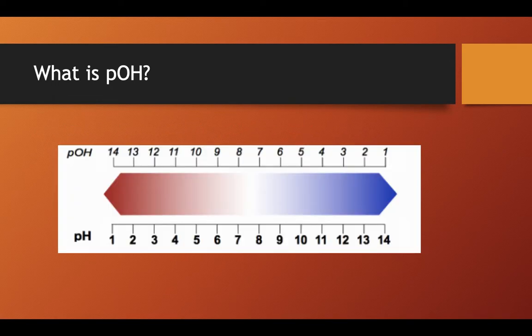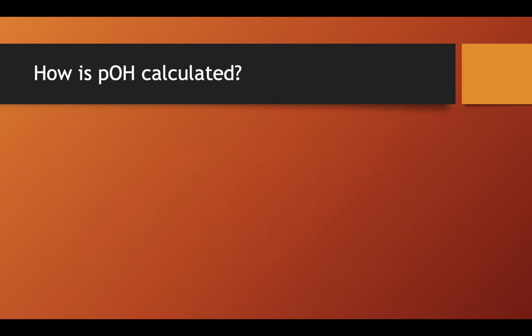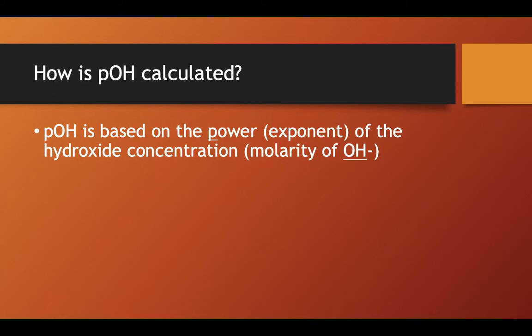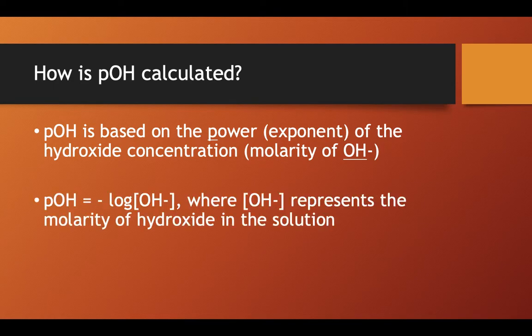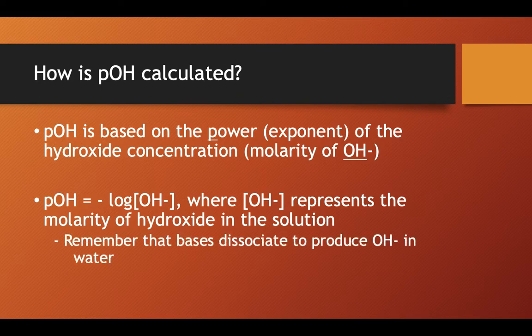Here we can see the pH and the pOH scales together. Notice that as the pH scale increases, the pOH scale decreases. So pOH works almost like pH, but backwards. So pOH is based on that power or exponent of the hydroxide ion concentration. And it's calculated virtually the same way, except using a hydroxide ion concentration instead of a hydrogen ion concentration. So pOH is equal to the negative logarithm of the hydroxide ion concentration in the solution. Remember that it's bases that dissociate to produce hydroxide, so you're often going to use this for bases.